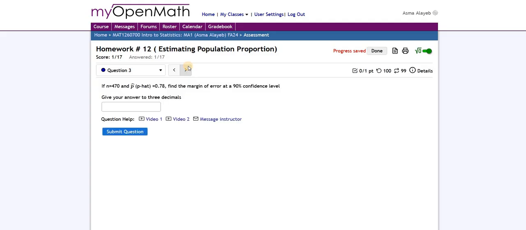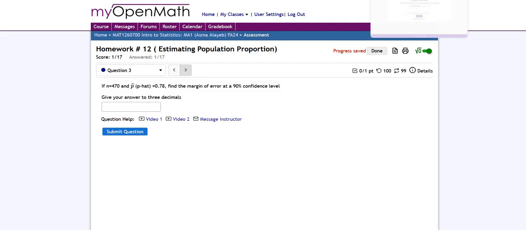So it tells you to find the critical value. How about if we were given some information and we would like to find the margin of error? So for question number 3, we have the sample size is 470. P hat is given 0.78. And we want to find the margin of error if the confidence level is 90%.